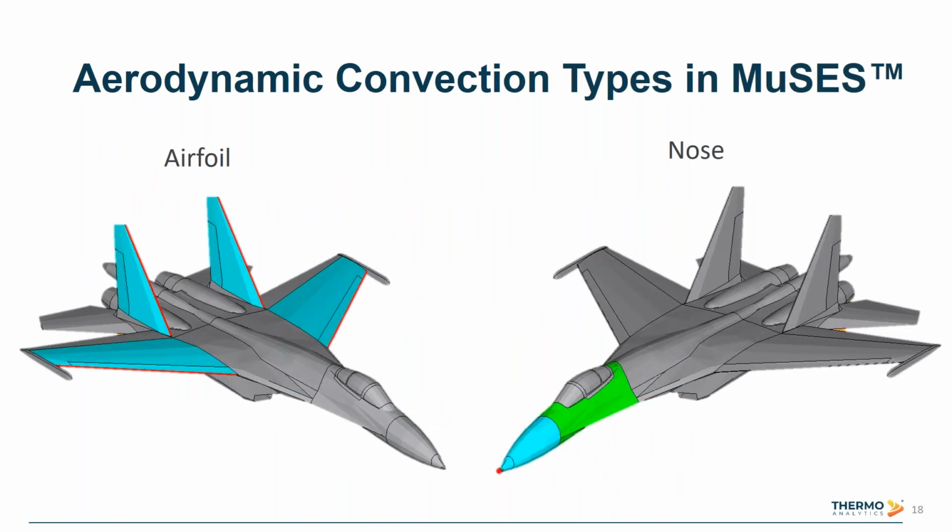MuSES has an aerodynamic convection library that supports both airfoil and nose surfaces. Heat transfer phenomena for high-speed flow around such geometry are modeled using convective correlations from published research. These correlations are based on a normal vertical shock wave ahead of the stagnation point. To help determine the appropriate flow correlations, MuSES uses fluid temperatures, flow speed, and altitude inputs for all airfoil and nose surface types. However, some surface types have additional inputs as well. On screen here, I have a model of a fighter jet that I'll use for demonstration in the next few slides as I discuss what those inputs are and how MuSES uses them.